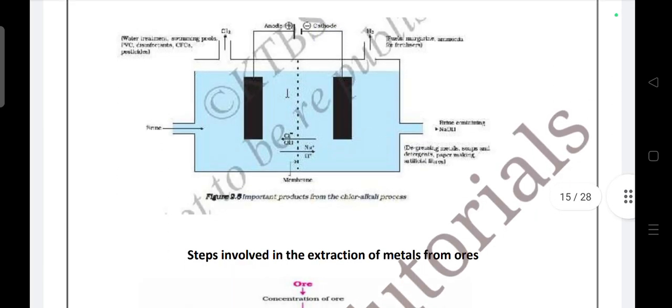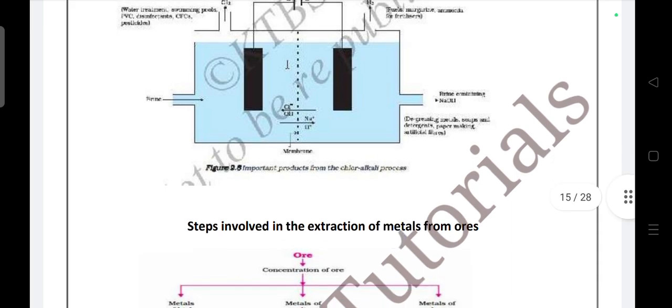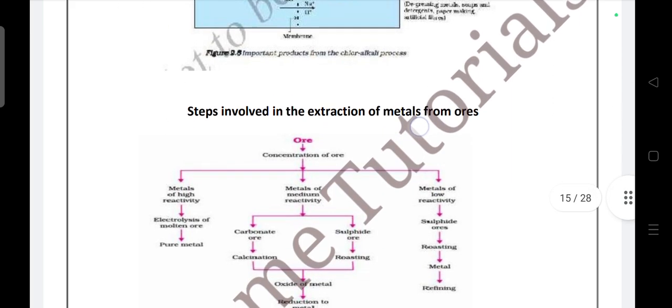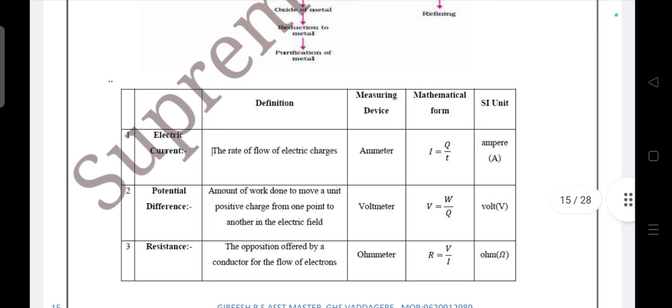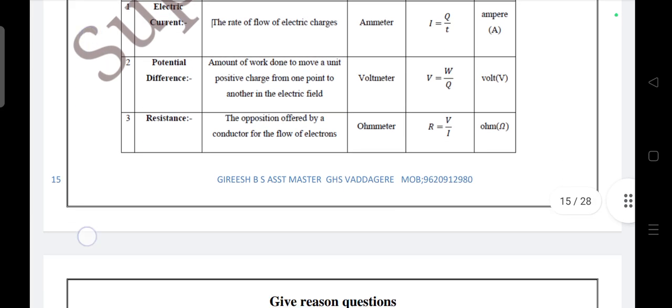Then, steps involved in the extraction of metal from the ore. Next one, define electric current. Device used to measure the electric current, relationship between them and SI unit, potential difference and resistance.